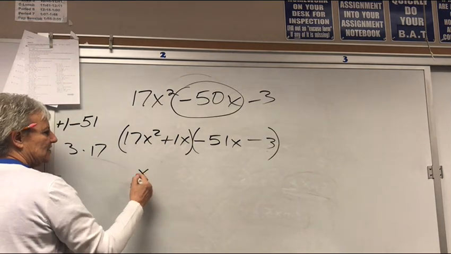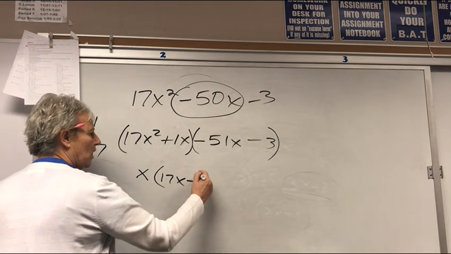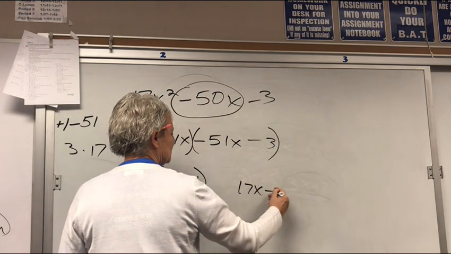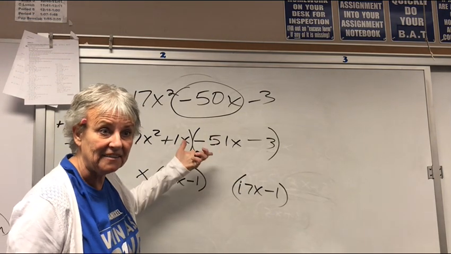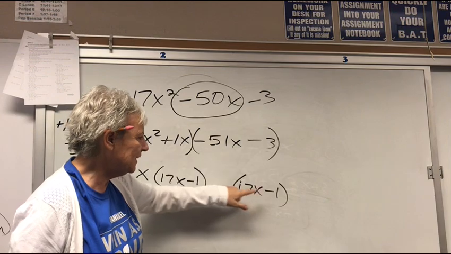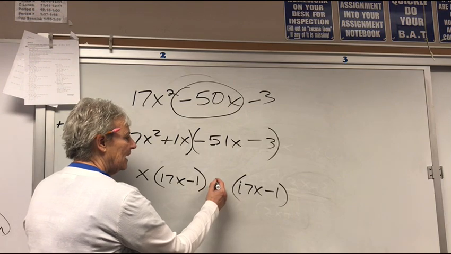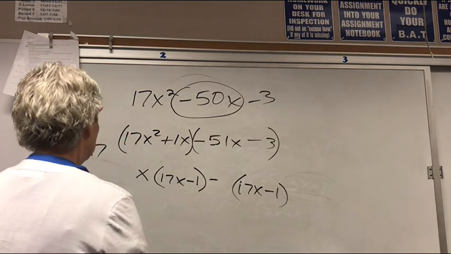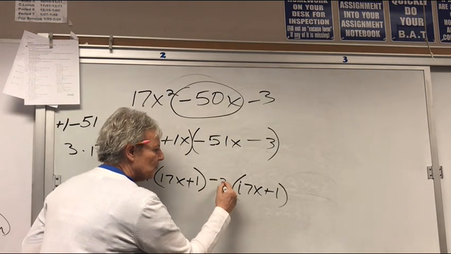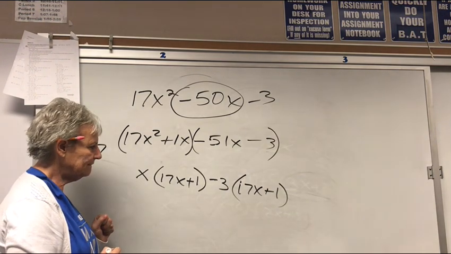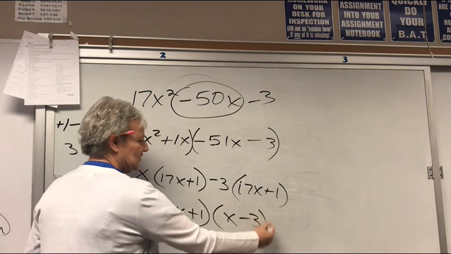Okay. X times 17x minus 1. Minus 1 is 17x minus 1. Now, you know how you want 51. How many do you need? 3. And if you don't want to mess with the big number, look at the same thing here. You need a negative 3 or a positive 3. Negative. Oh, that's plus. Yeah, there we go. All right. So we need a negative 3. Okay? So, final answer, 17x plus 1, x minus 3.